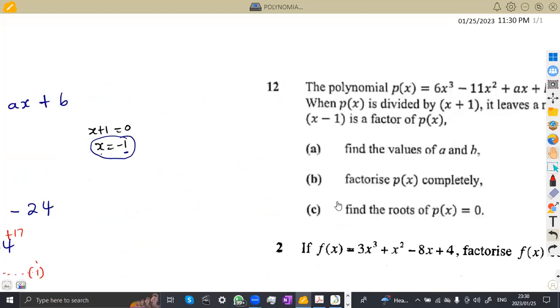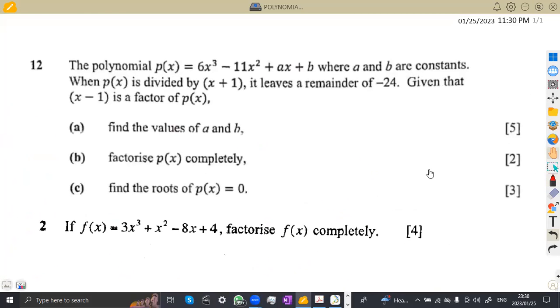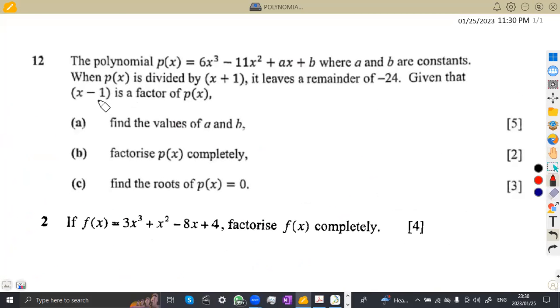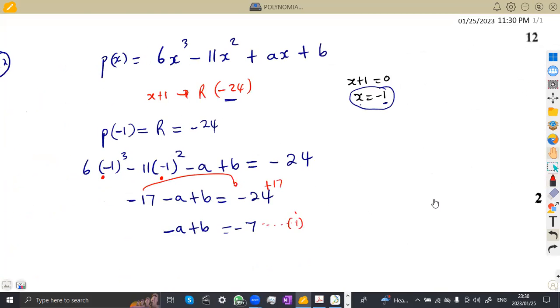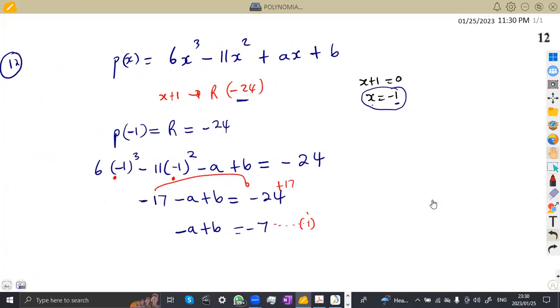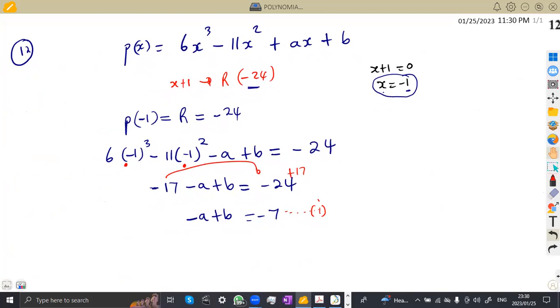But we are given another condition: given that x minus 1 is a factor now of p(x). So x minus 1 is a factor. Okay, so let's get back now to x minus 1, which is a factor. If x minus 1 is a factor, then what does it mean? So this was the first stage. Then we've got the second stage.